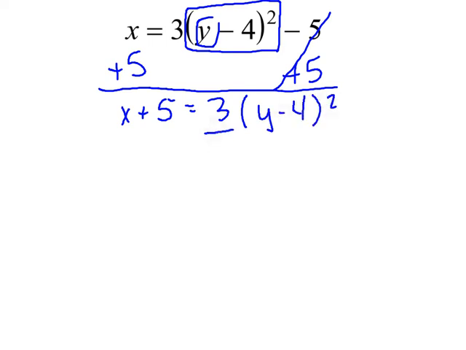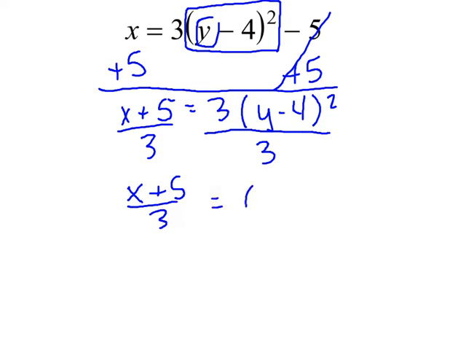Okay, so still not by himself. 3 divided by 3. X plus 5 divided by 3. If you want to turn that into fractions, you can, or reduce if you can. Now I have y minus 4 quantity squared. Okay, so since he is by himself, that whole quantity squared is by itself.